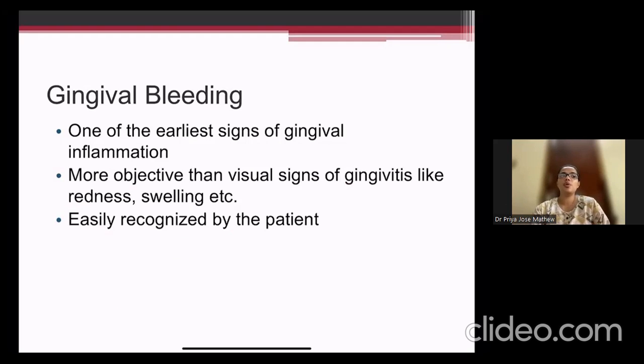Now, it is more objective than the visual signs of gingivitis like redness or swelling, which we have to see. Or the patient itself can notice that the patient is having the bleeding. So it is a more objective type of complaint that the patient tells. And also it is easily recognized by the patient. Okay.